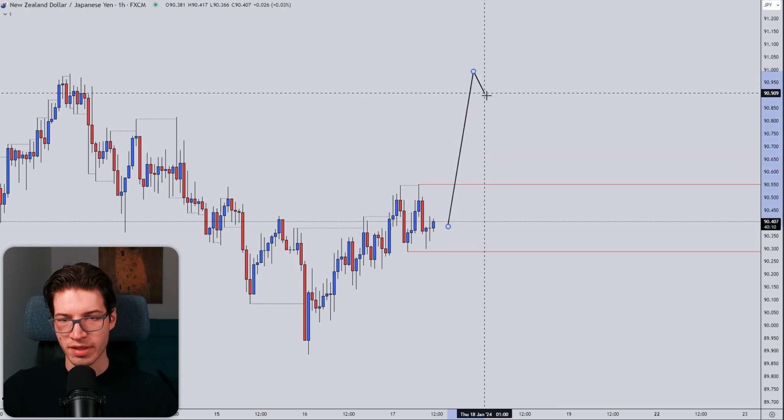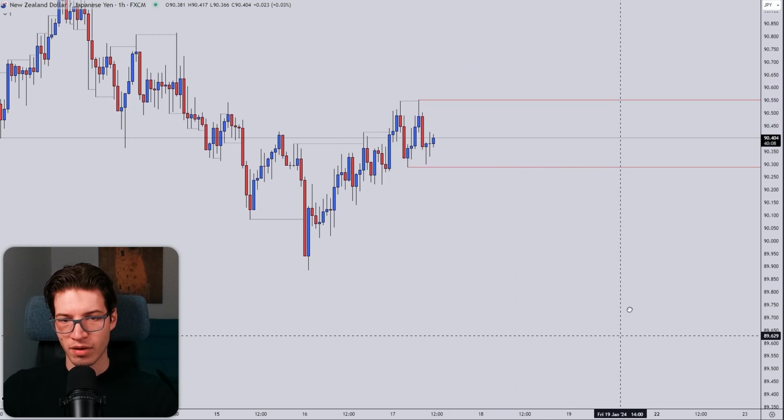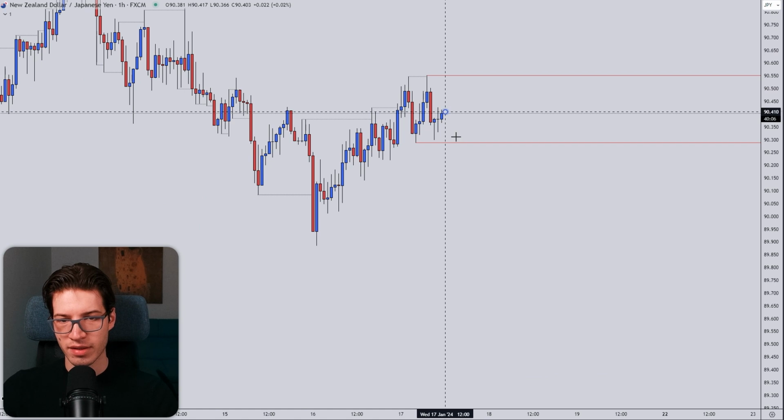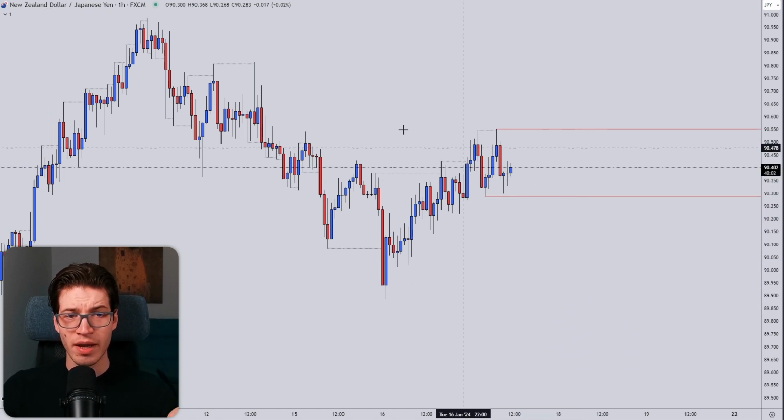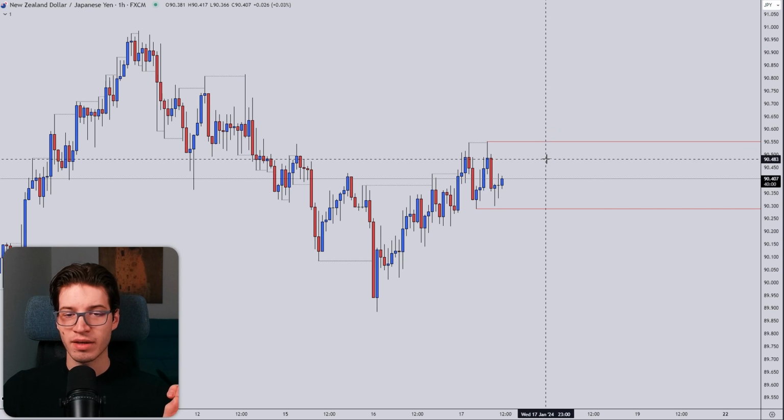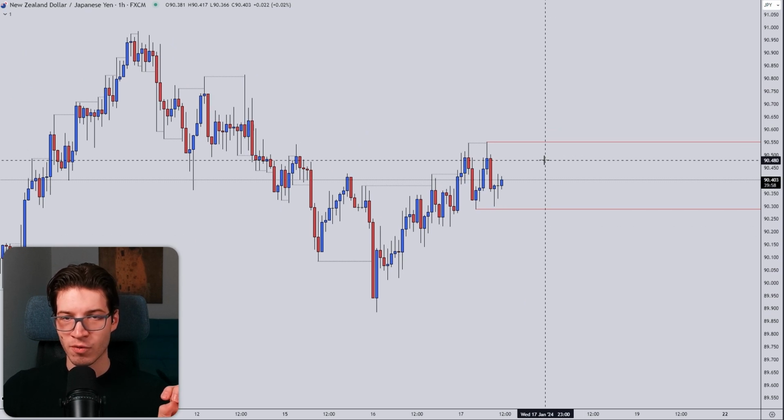Very simple. I want to see this, or I want to see something like this. So yeah, I'm leaving this pair alone for now, seeing what will happen. I want to see a high probability pattern forming, and then I would consider buying or selling.